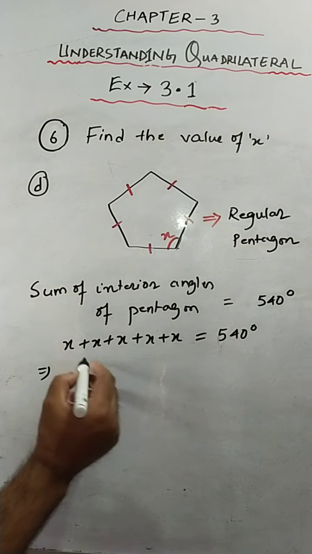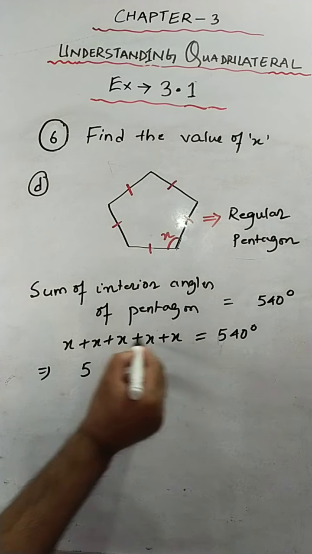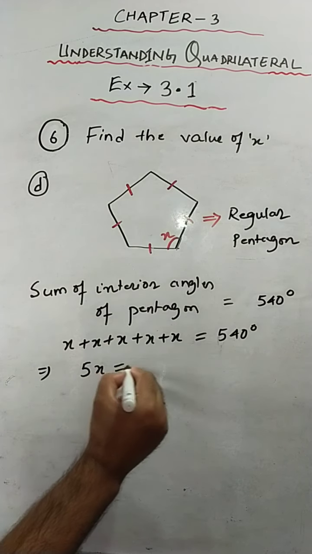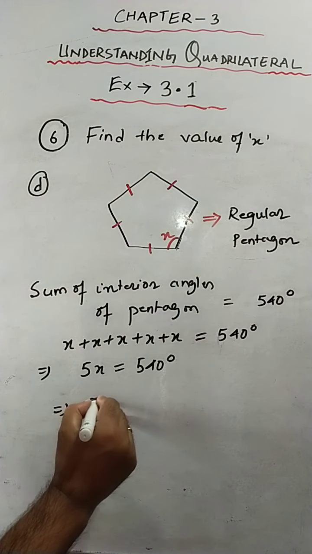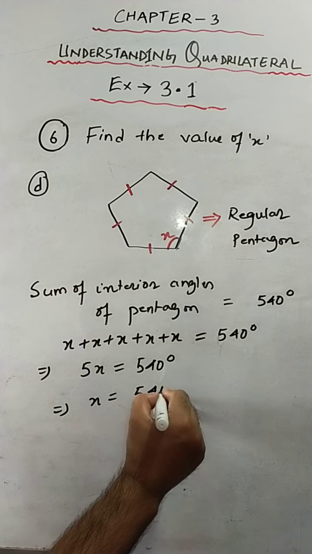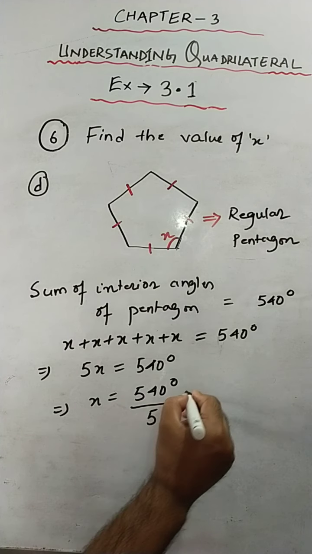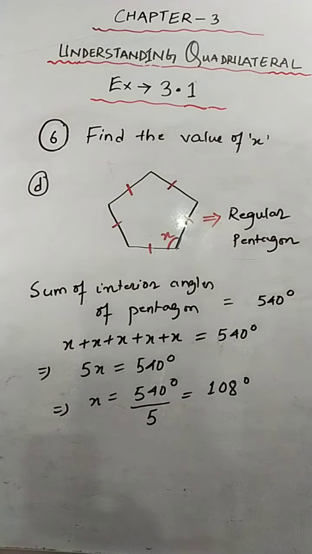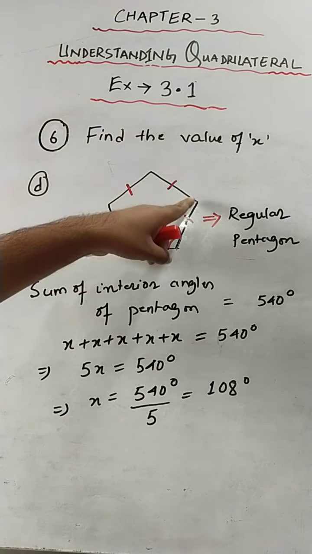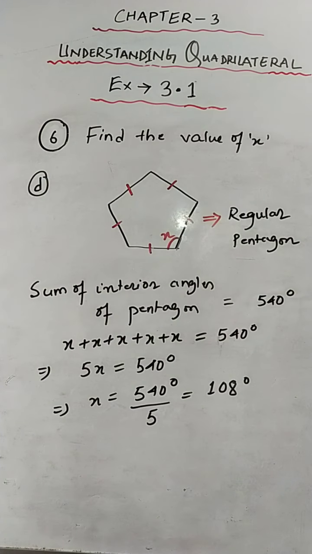Now 5x, how many x are there? 5. So we'll write 5x, that would be equals to 540 degrees. So value of x would be 540 divided by 5, and that would be equals to 108. So each angle will measure 108 degrees, students.